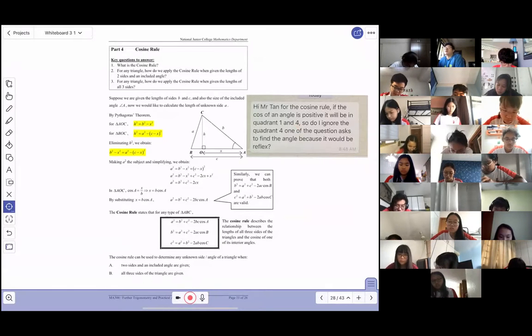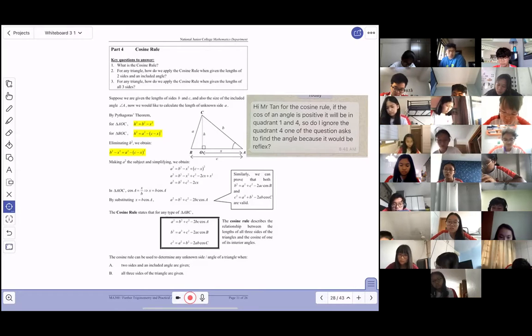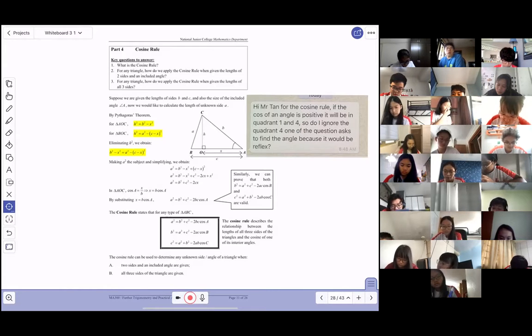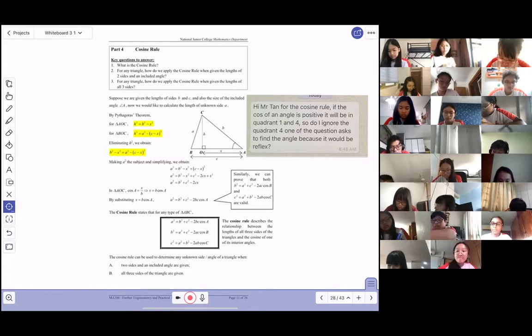There won't be an ambiguous case, because the fourth quadrant will never be in a triangle. When do we need the fourth quadrant? It is later, when we are solving an equation.